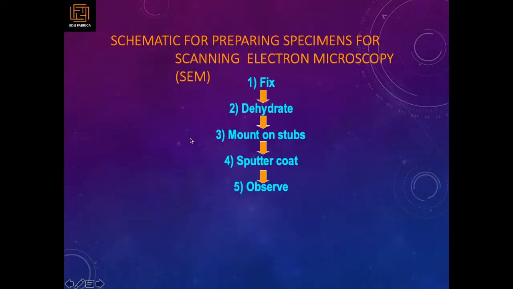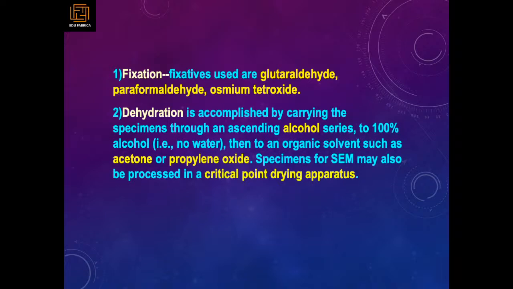So for the scanning electron microscope, we fix our samples, again dehydrate. If you remember, last time I told you about stubs; we will see how the stubs look. We mount them on the stubs, then sputter coat, we coat them with gold or palladium, and then we observe. For fixation, we use glutaraldehyde, paraformaldehyde, osmium tetroxide. Dehydration is accomplished by carrying the specimens through an ascending alcohol series to 100% alcohol, then to an organic solvent such as acetone or propylene oxide. Specimens for SEM may also be processed in a critical point drying apparatus.